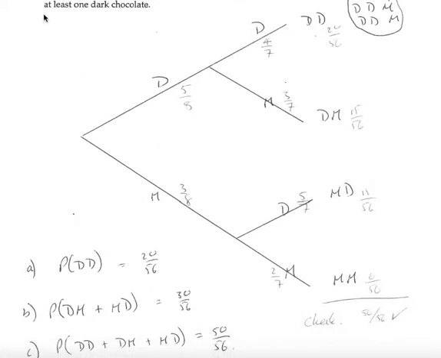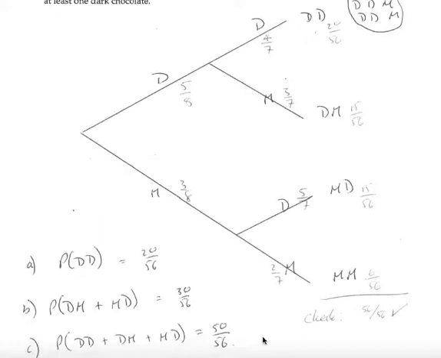There's this phrase here again, at least 1 dark chocolate, so that means 1 dark chocolate or more. So that's a dark and a dark, a dark and a milk, or a milk and a dark. If you add up these 3 options, it gives you 50 out of 56.